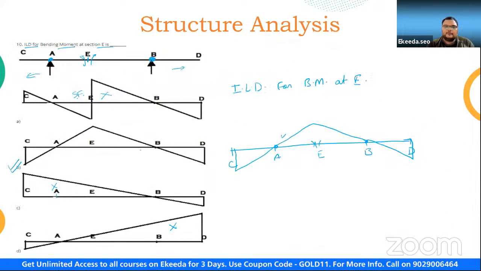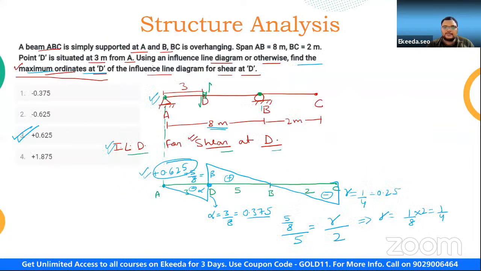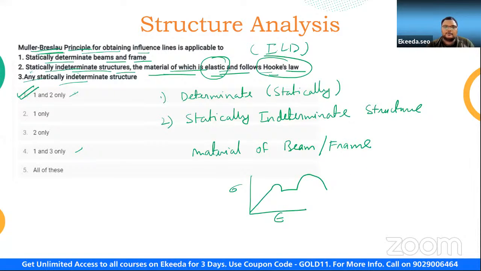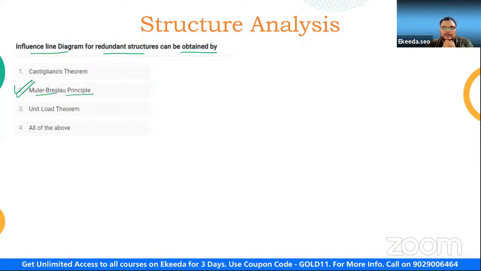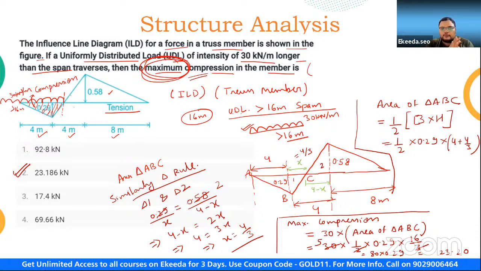And I hope I have solved too many questions from the topic of ILD. If anybody has any doubts, I am still here, guys, to take your doubts. Feel free to ask me. You can post it in the chat box. I have tried to take you through how to best make use of this Muller-Breslau principle. If you apply this Muller-Breslau principle, you can very easily get to know how to draw and how to determine these values. Does anybody have any doubts?